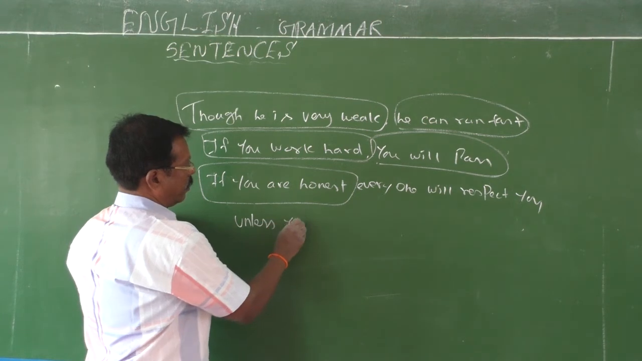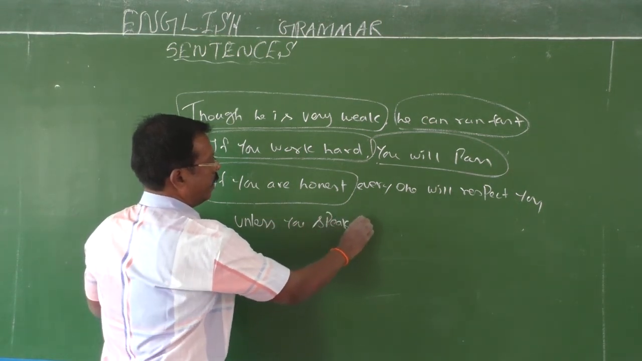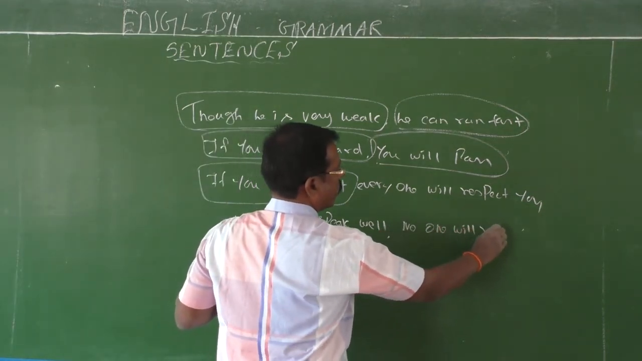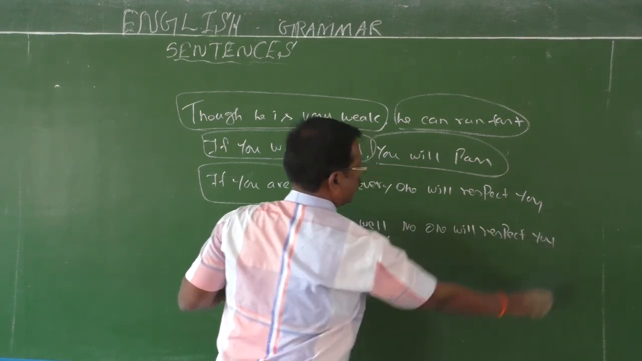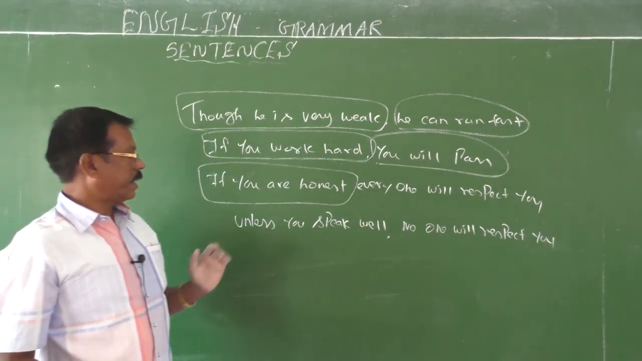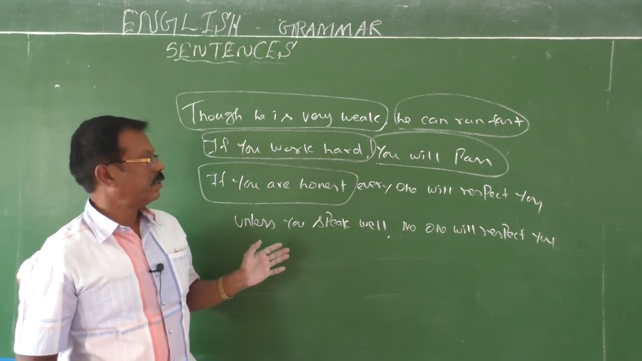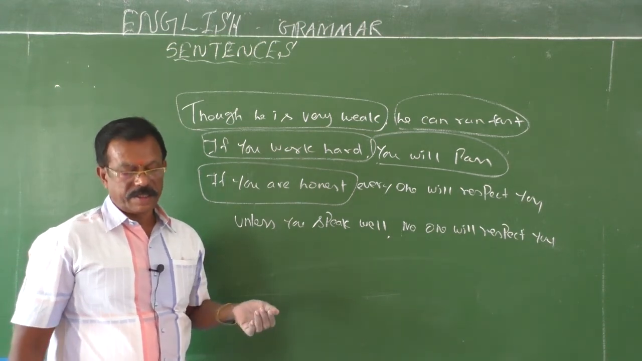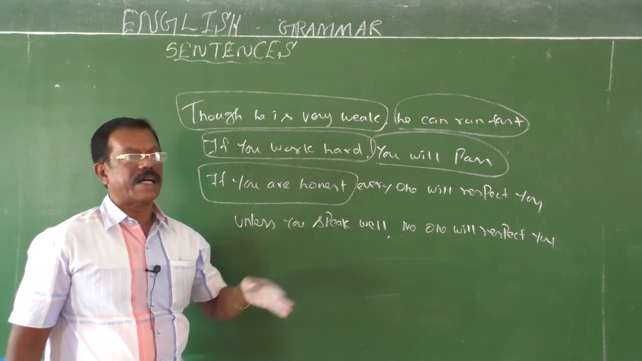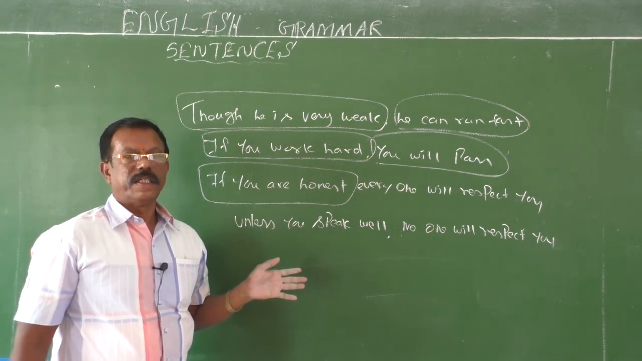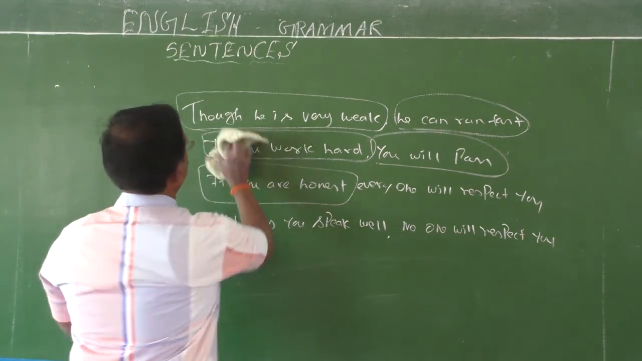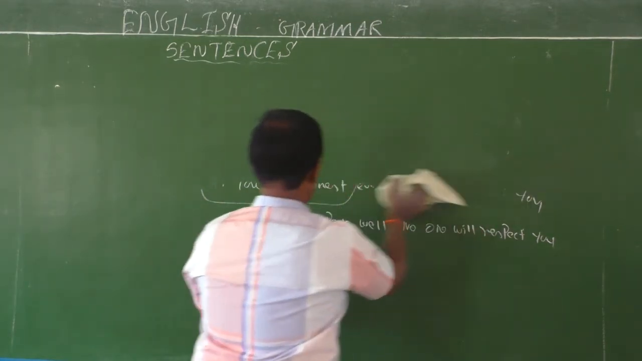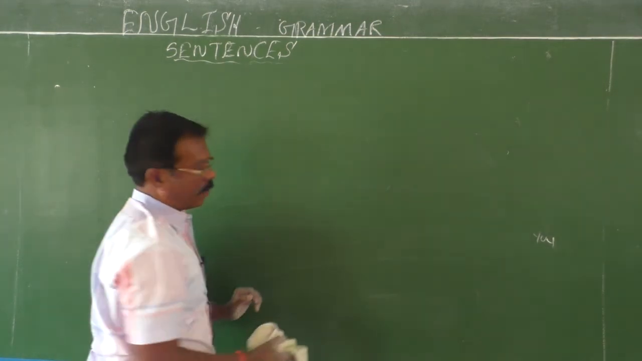Unless you speak well, no one will respect you. So that's important. Unless you work hard, you will not get anything. Unless you answer all the questions, you will not get good marks. Unless you study well, you will not pass. Like that. Though he is very poor, he helps everyone. Like that, you can frame complex sentences.